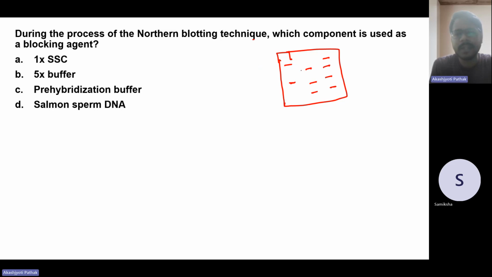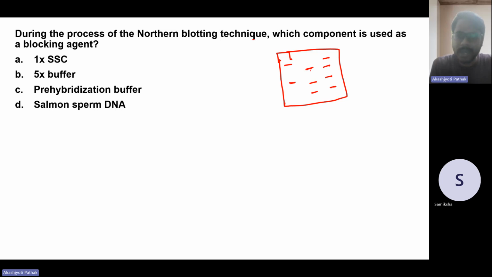This is so that there is no non-specific binding of the probe to your membrane. You want your probe to attach only to the particular target RNA sequence. You do not want the probe to attach anywhere on the membrane. If the probe attaches anywhere on the membrane, then once you visualize it, or when you add the particular substrate, or if it is a fluorescent probe, you will get signals everywhere on the membrane.